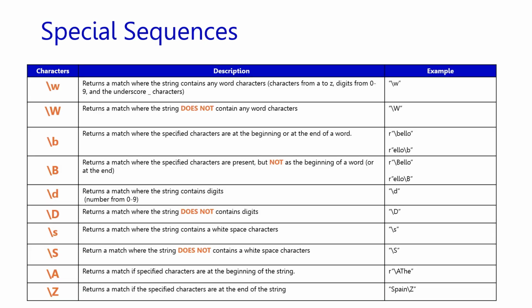Let's also look into the special sequence characters. Special sequence characters start with a backslash, meaning some escape key. Something like backslash W, backslash P, backslash D, backslash S, A, and Z. Again, similar to the meta characters, special sequence characters also have some specific meaning to them. We will take one example and try to understand meta characters and special sequence characters.